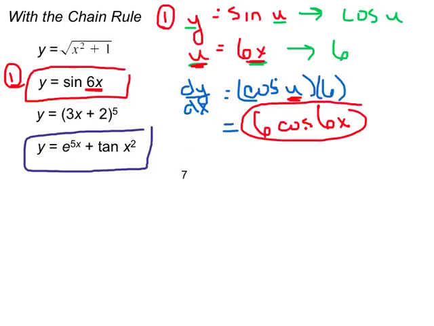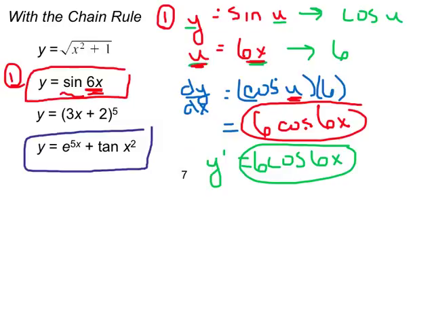Okay. Now the other way that I can look at doing this problem is just by saying that this was f of g of x. So the derivative of f of g of x is just going to be f prime of g of x times g prime of x.